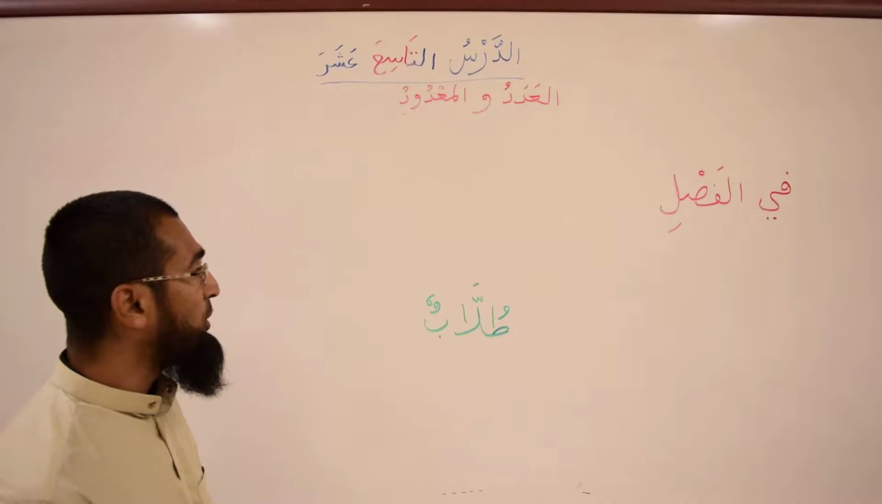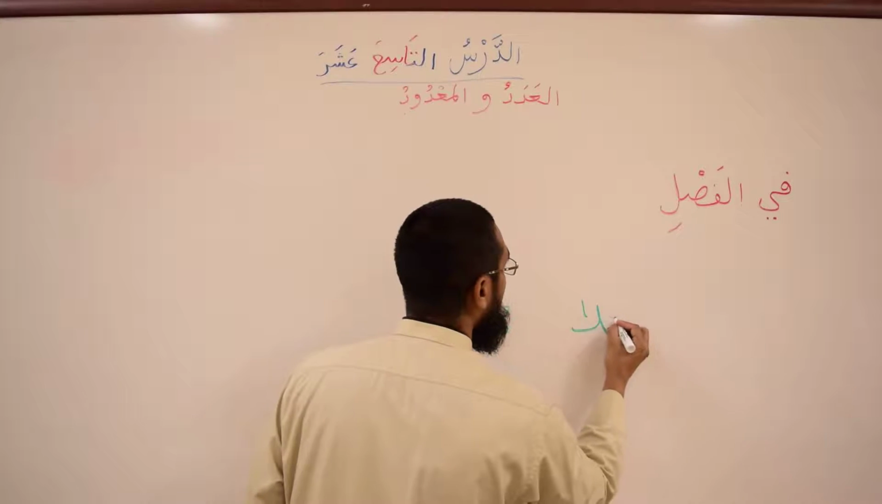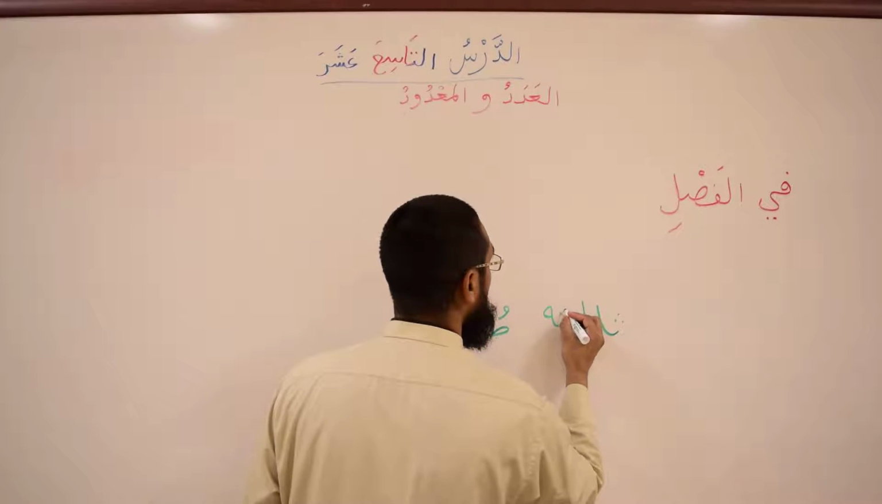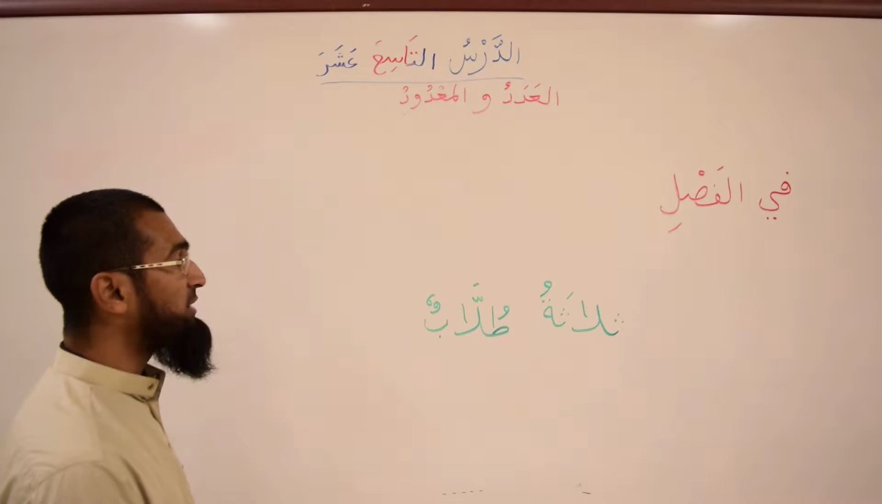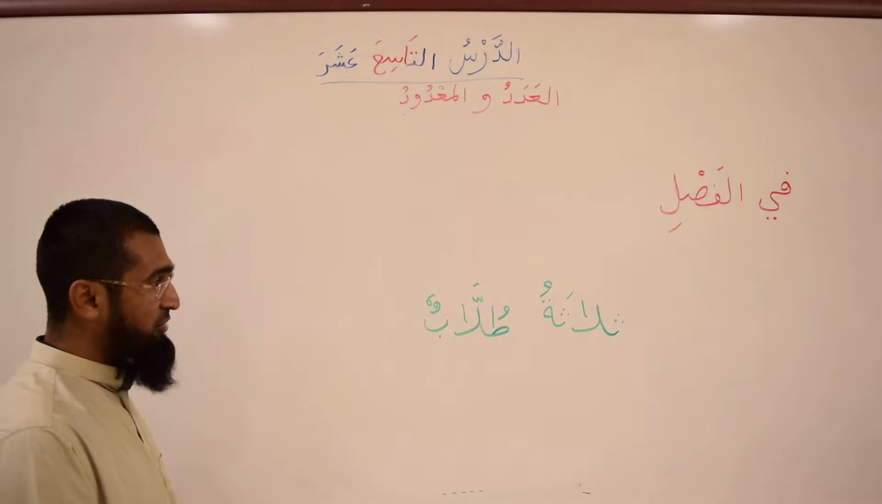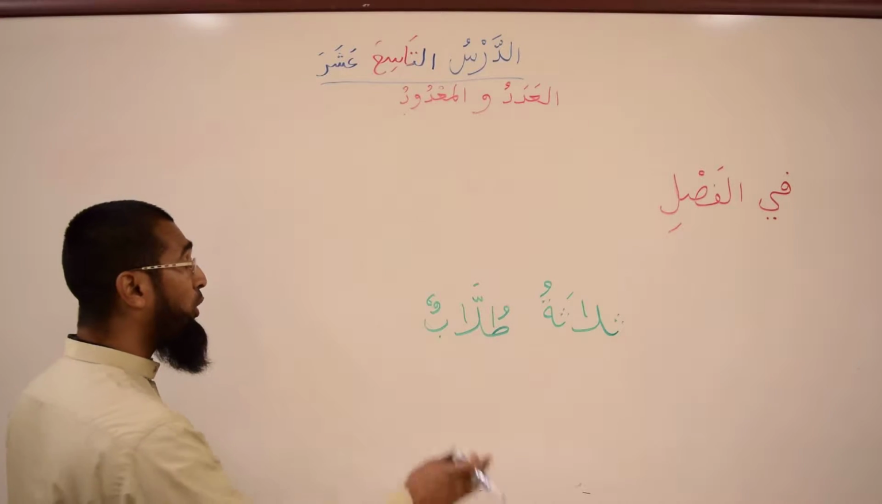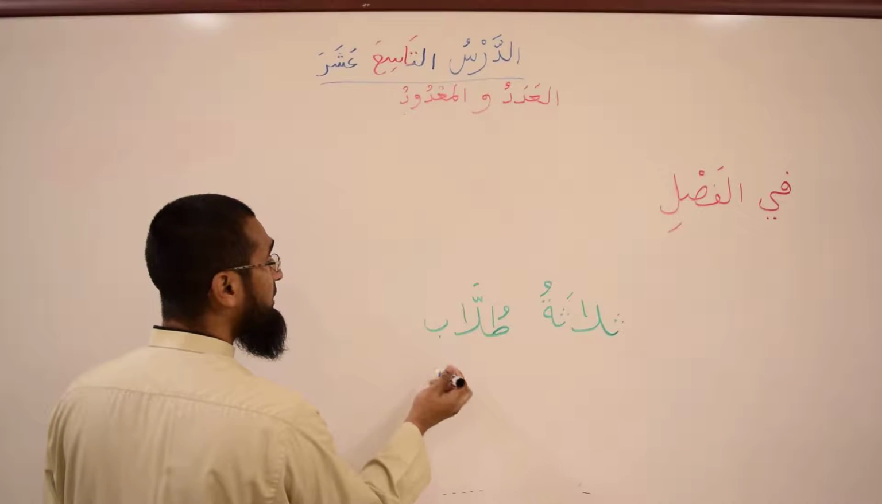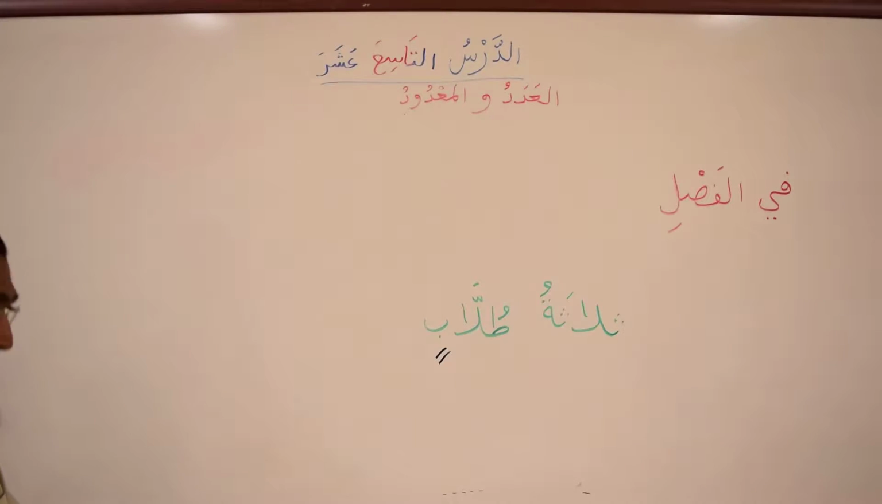Okay? So we know we're going to say 3 is thalathatu. Thalathatu tullab. Is that correct so far? 3 students. Is it thalathatu tullabun? No. We must make this mudafun ilayhi. Thalathatu tullabin. Okay, that is 3 students.